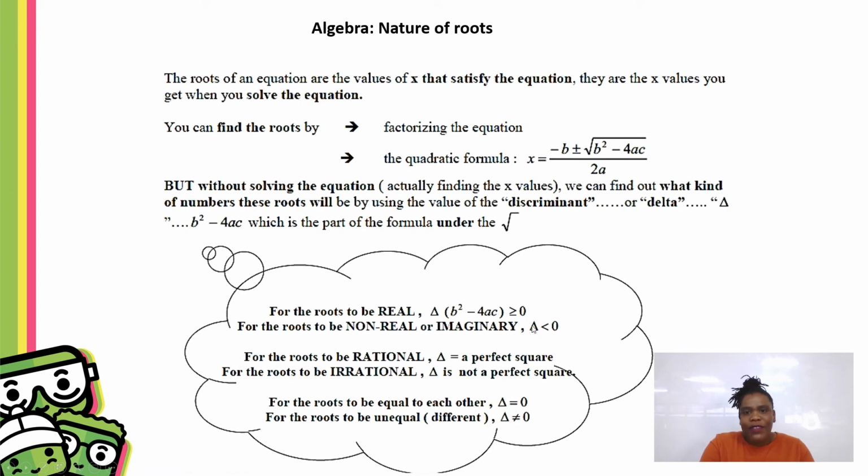What happens if the discriminant is greater than or equal to 0? Your roots are going to be real. If the discriminant is less than 0, you're going to have imaginary roots. If your discriminant is equal to a perfect square, you're going to have a rational root. If your discriminant is not a perfect square, you're going to have an irrational root. That's all you need to know. Familiarize yourself with this table and you'll be able to work through a nature of roots question.